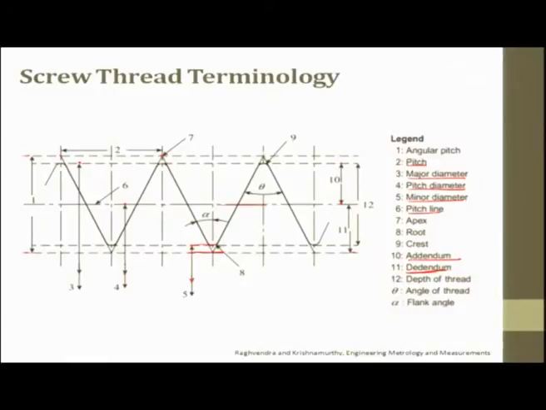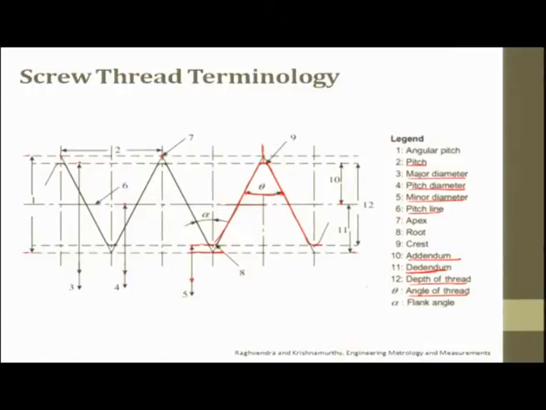Depth of the thread will be from the topmost portion to the bottommost portion, from one thread to the next, so one crest to the valley. That is called the depth of the thread. And here the angle between two flat planes at an angle is called the angle of thread. This portion is called the angle of thread. You have a flat plane, and this flat plane is trying to make an angle, so it is called the angle of thread.